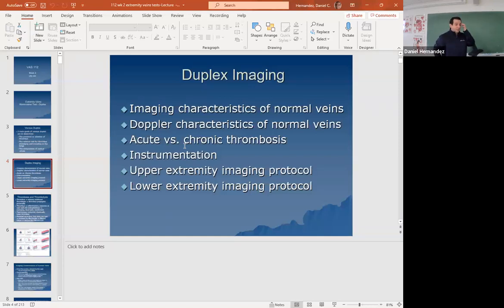And again, we need to also be aware of our imaging protocols, so our upper and lower extremity imaging protocols and our instrumentation, what probes that we use.